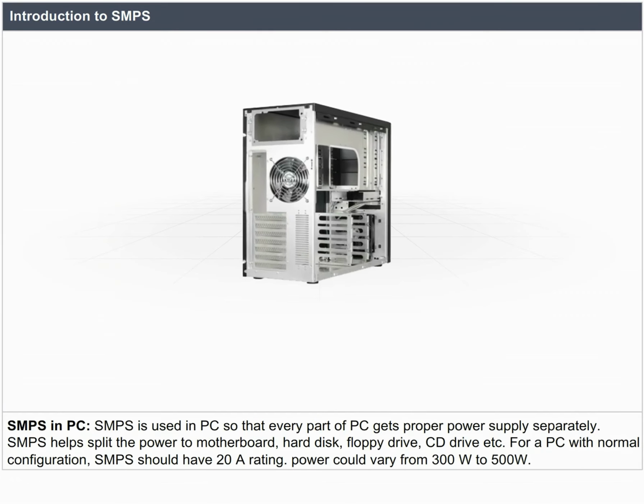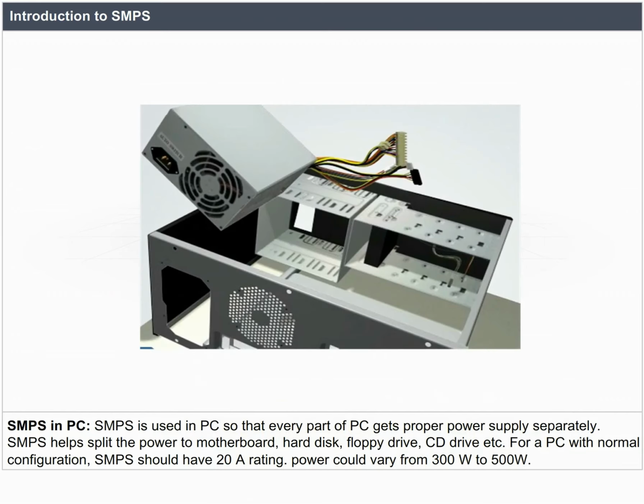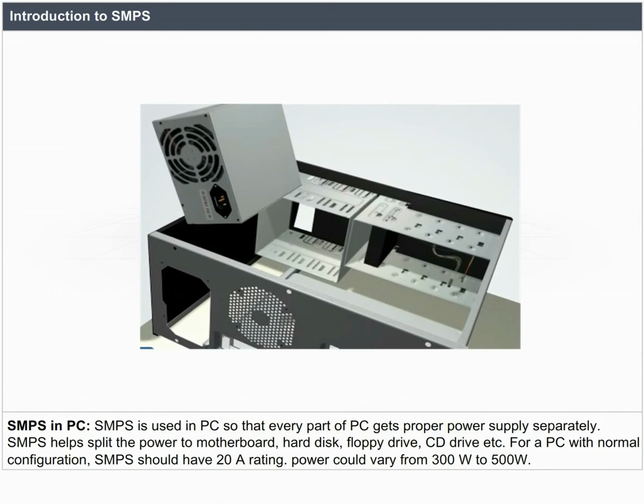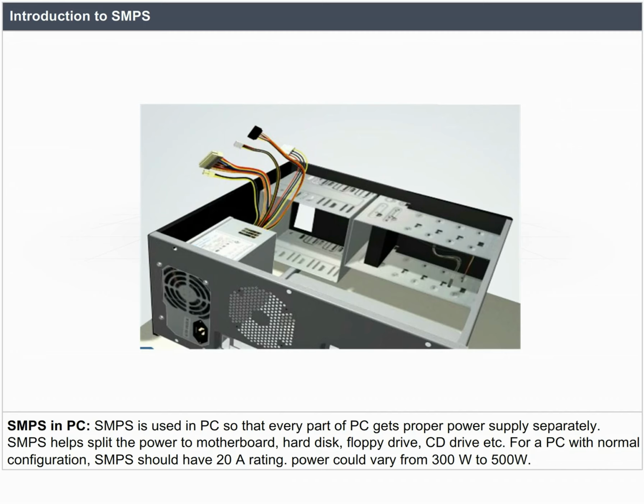SMPS in PC. SMPS is used in PC so that every part of PC gets proper power supply separately. SMPS helps split the power to motherboard, hard disk, floppy drive, CD drive, etc. For a PC with normal configuration, SMPS should have 20 amps rating. Power could vary from 300 watts to 500 watts.